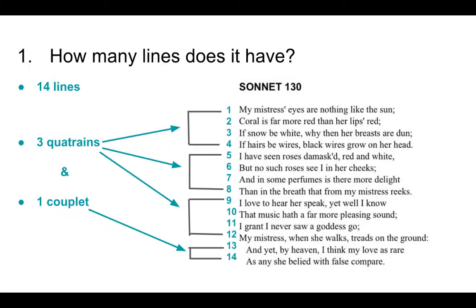It is also divided into something called quatrains and a couplet. So it has 3 quatrains. Lines 1 through 4 is quatrain 1. Lines 5 through 8 is quatrain 2, lines 9 through 12 is quatrain 3, and the last 2 lines is the couplet. If you notice, each quatrain has 4 lines.